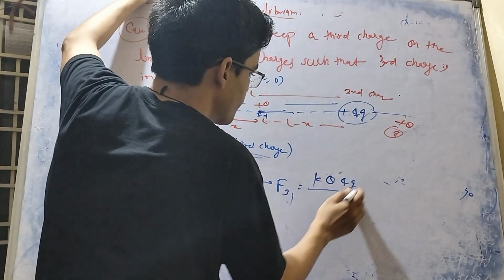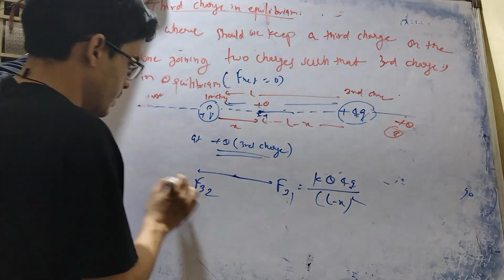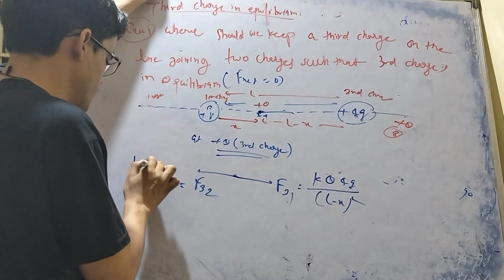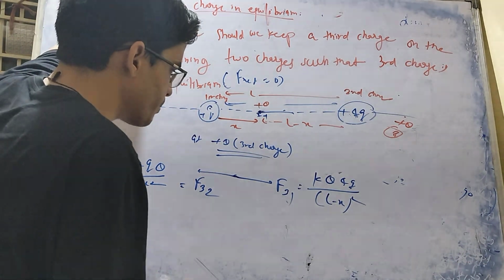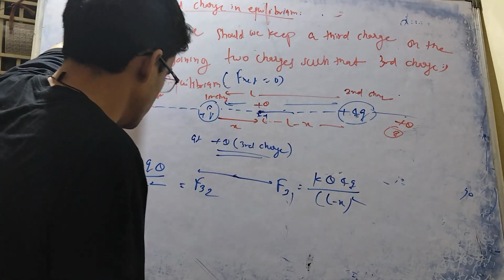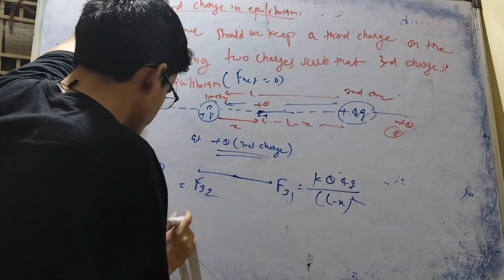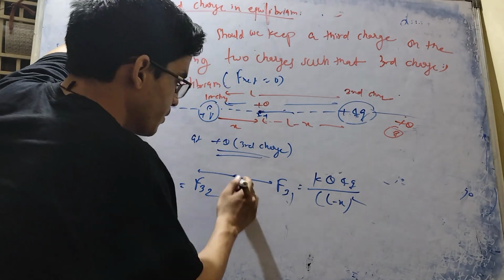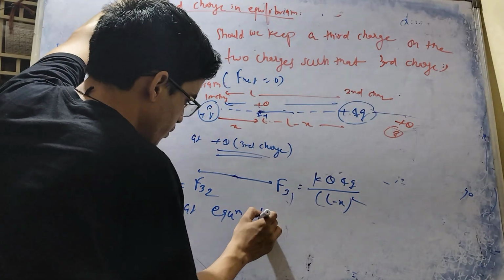4q by what is the distance? L minus x whole square. Here tell me, KQ by x square. Correct? So see here. If at equilibrium, both forces are equal.